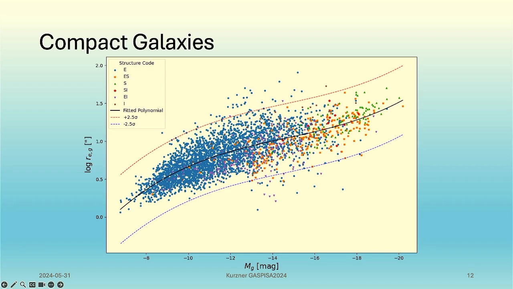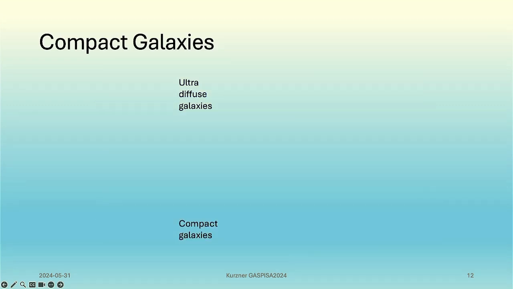And if you just fit a polynomial and look at your outliers, what you'll see is that things that are really quite large for their magnitude are indeed ultra diffuse, and things that are quite compact live in the opposite end there, as you can see in the bottom of the diagram.